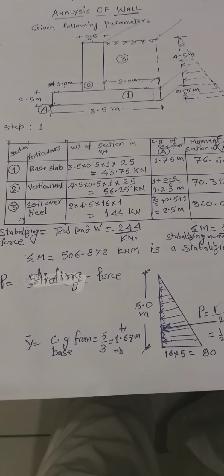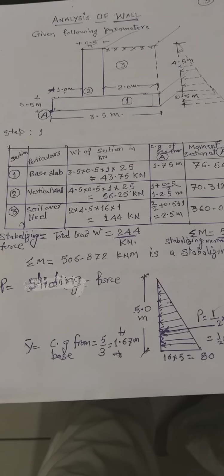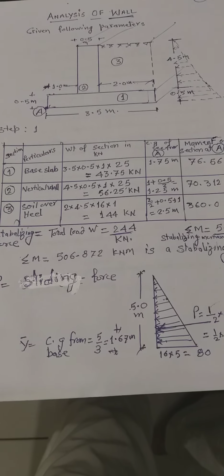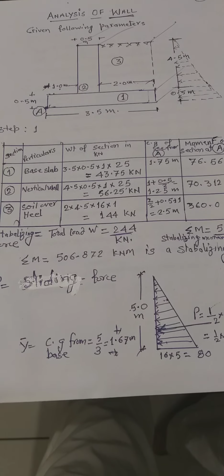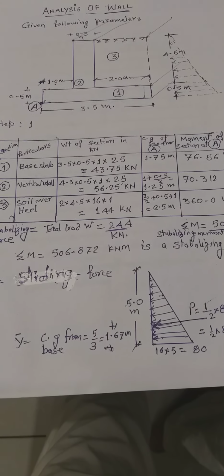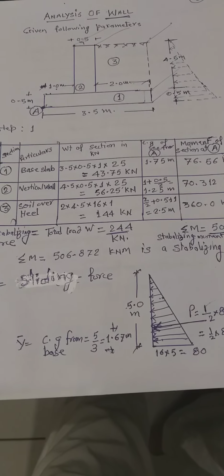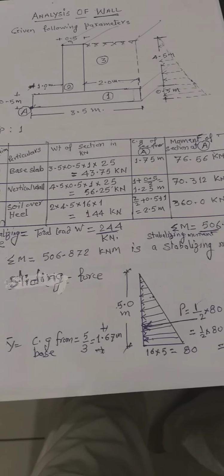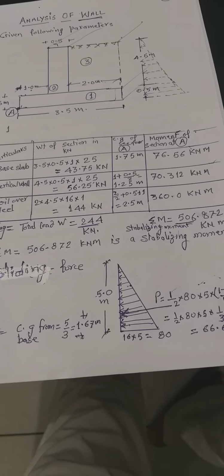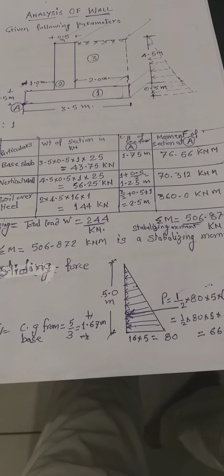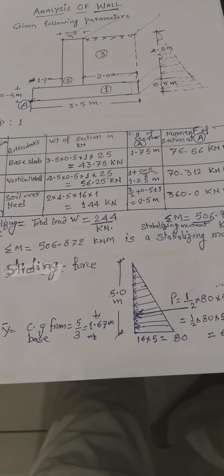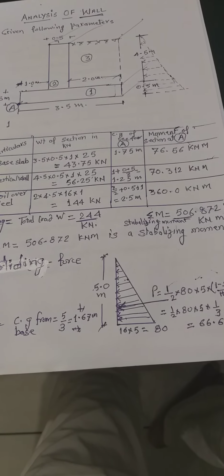And the moment of this vertical wall about A is nothing but the total load, that is total weight of 56.25 into distance of its CG from A, which is 1.25, and the total bending moment about A is 70.312 kilonewton meter.